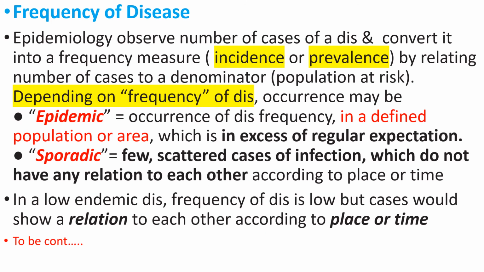Frequency of disease. Epidemiology observes the number of cases of a disease and converts it into a frequency measure called incidence or prevalence by relating the number of cases to the population at risk.